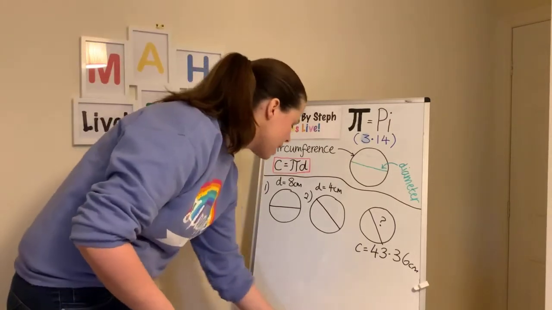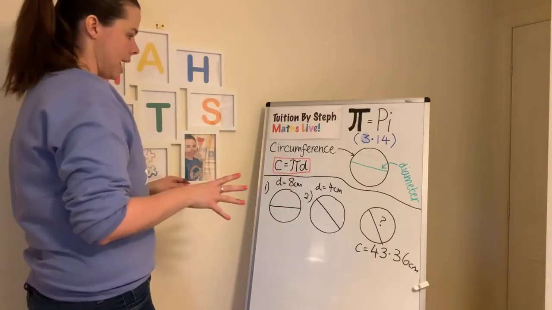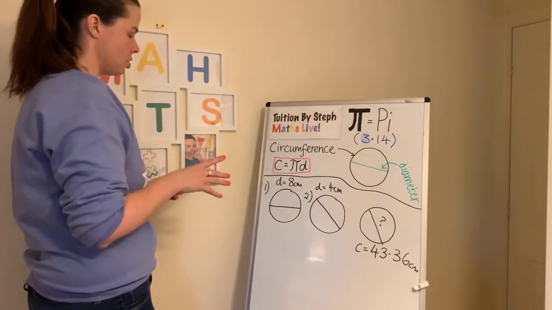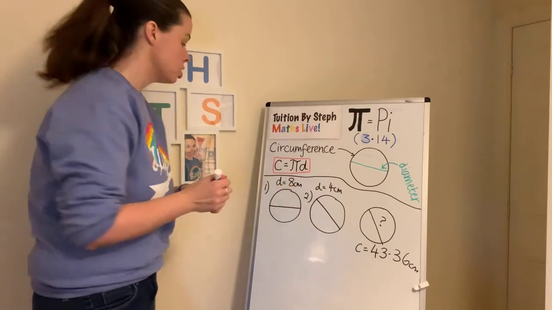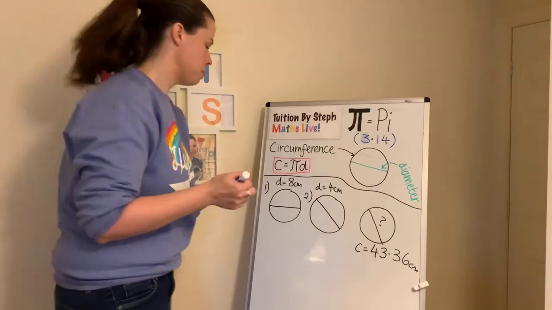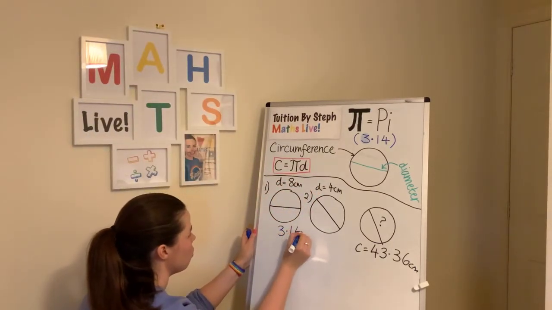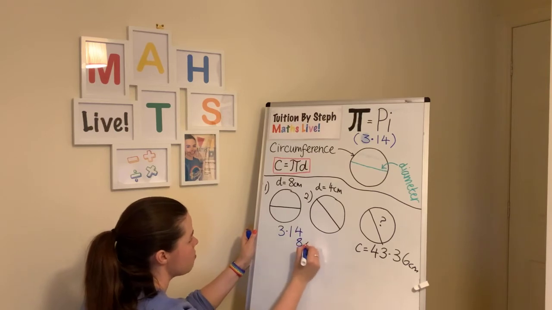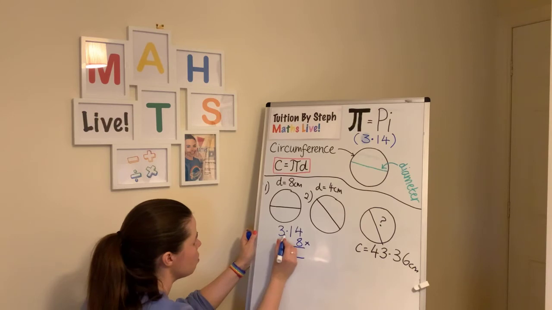Right, don't worry if you're not finished. The diameter is 8 and we need to find the circumference. So C equals pi times the diameter, so it's 3.14 times by 8. Great way of practicing multiplying decimals. Okay, so put your decimal point in.